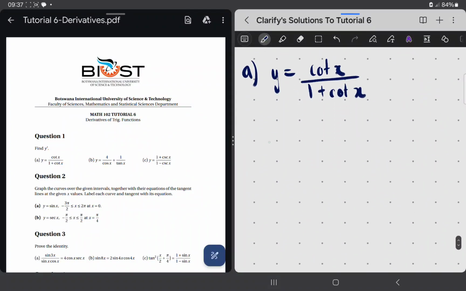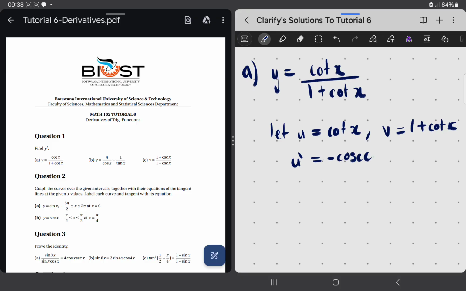Now, once I say this, I can say here, let u be equal to cot x. And you know what that would mean? And you can say v will be equal to 1 plus cot x. So you are letting u be the top, then v be the bottom. So you say let u be cot x, v be 1 plus cot x. So you can now say u prime is going to be, what's the derivative of cot? We just saw it. It is cosec squared, but you put a negative. So it's negative cosec squared x.